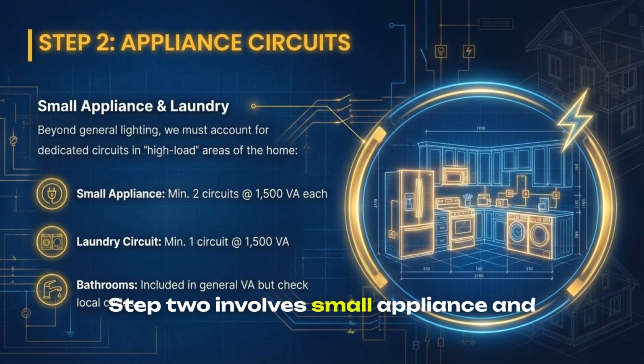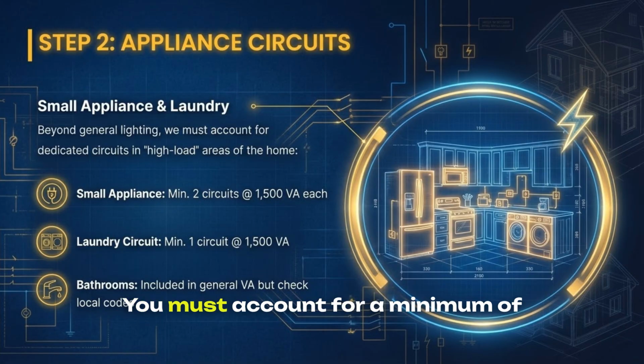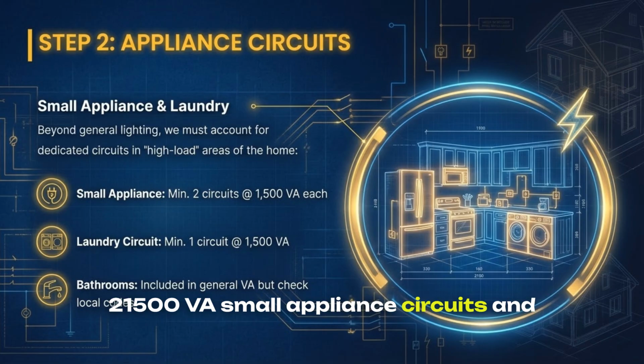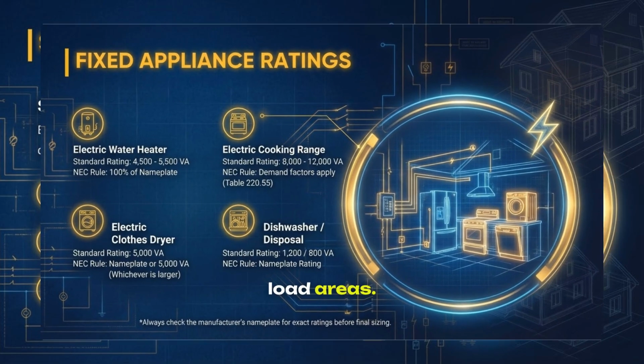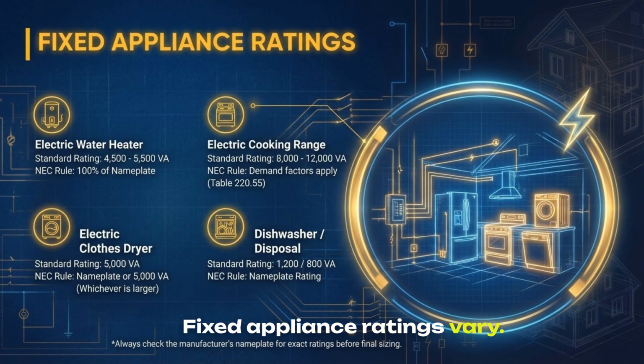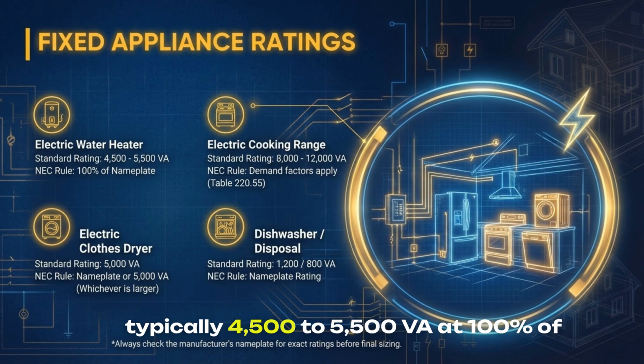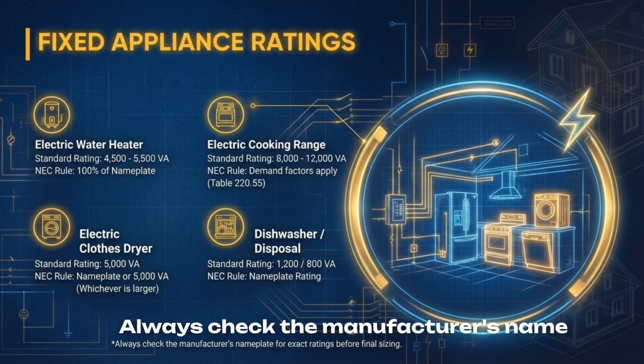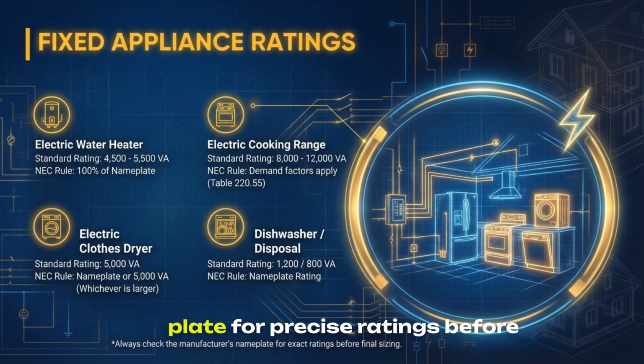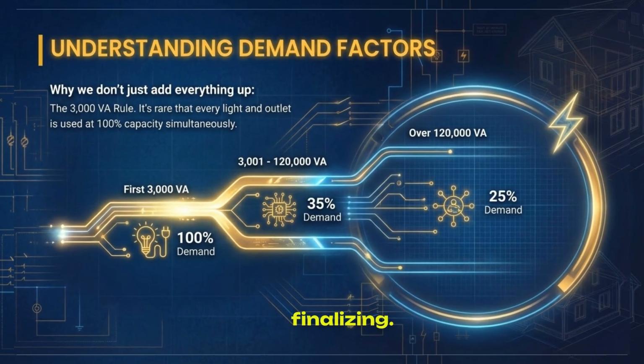Step 2 involves small appliance and laundry circuits. You must account for a minimum of 2 1500 VA small appliance circuits and 1 1500 VA laundry circuit in high-load areas. Fixed appliance ratings vary. For example, an electric water heater is typically 4,500 to 5,500 VA at 100% of the nameplate. Always check the manufacturer's nameplate for precise ratings before finalizing.